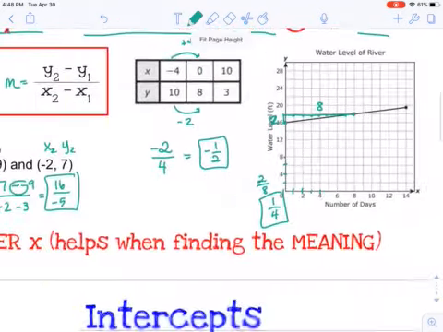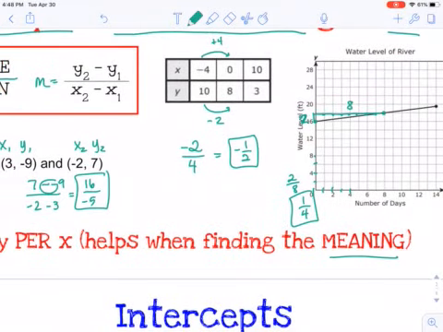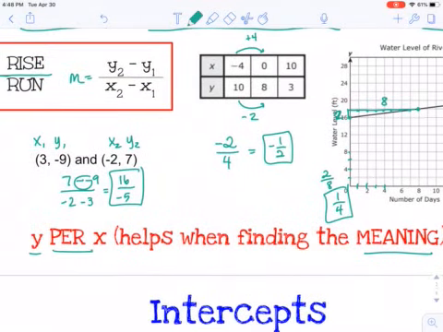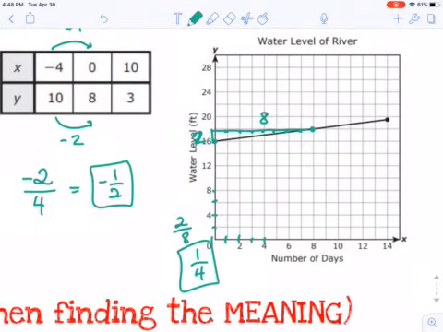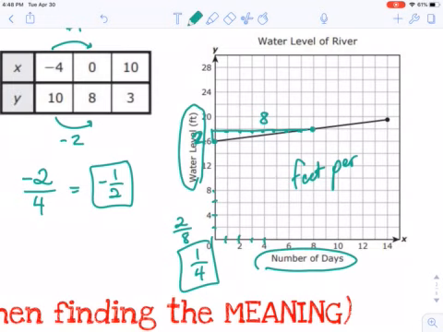Okay, we also talked about the meaning of the slope. Remember that it's y per x. So looking at this graph over here, my y variable is the water level, the feet. So feet per, my x is the number of days, so feet per day. Okay, so the meaning of this slope would be that the water level of the river is going up 1 foot per 4 days, or 1/4 of a foot per day. Either way, those mean the same thing.